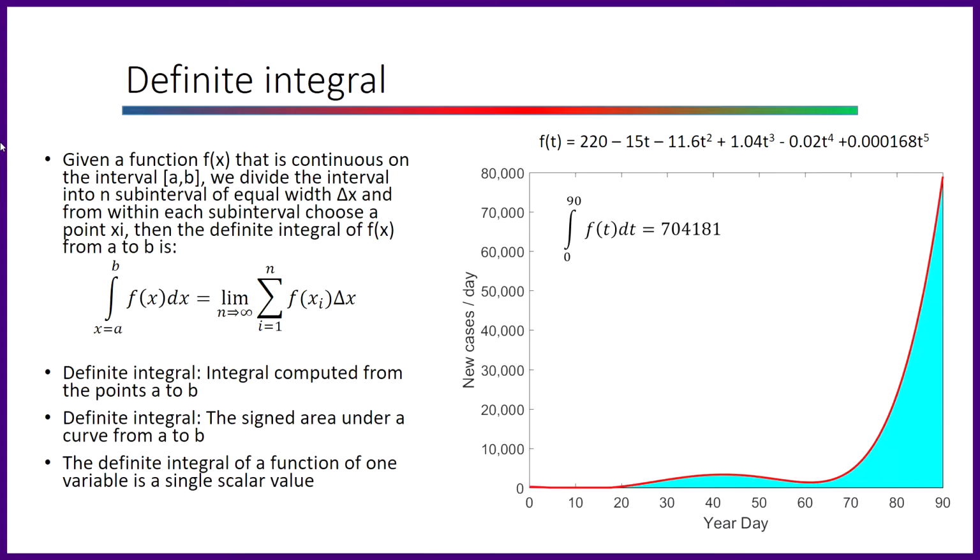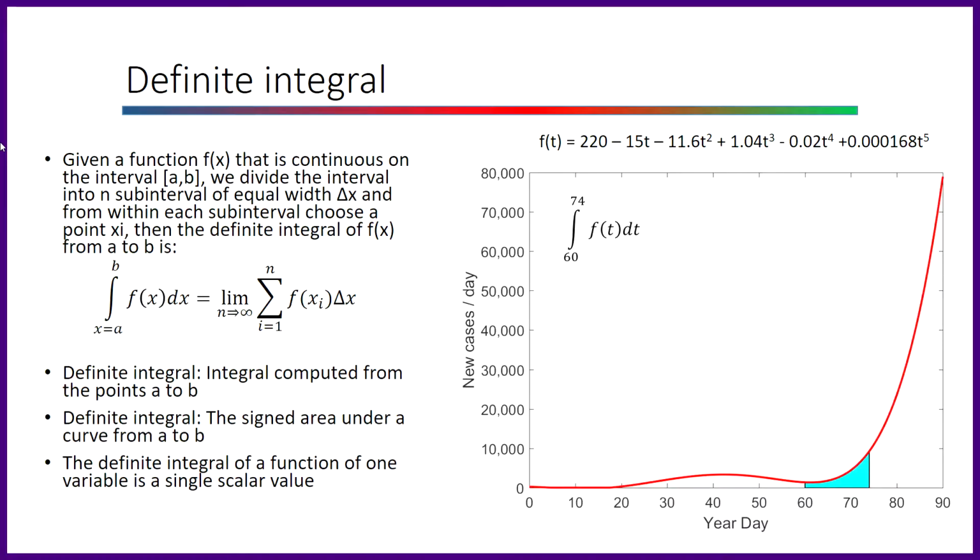Okay, that is computing the definite integral over the entire length of our graph. But we don't have to do that. We could ask the question, how many people tested positive for COVID-19 in the month of February from year day 31 to year day 60? In that case, we need to compute the definite integral of f of t dt from 31 to 60. Again, that's equal to the area colored in cyan in this graph. And if we compute that definite integral, we find that there were 76,895 people around the world who tested positive for COVID-19 in the month of February.